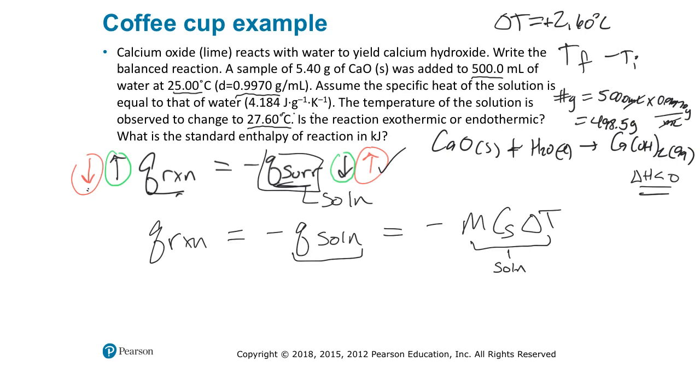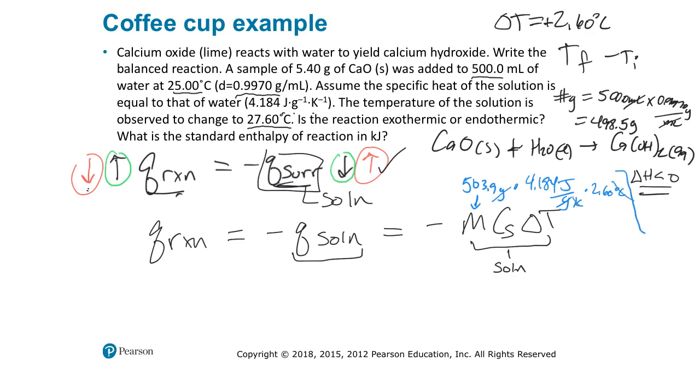Okay, so the mass of the solution is going to be the 5.40 added to that. So that'll be 503.9 grams. The Cs of the solution is 4.184 joules per gram Kelvin. And then the delta T is 2.60 degrees C.